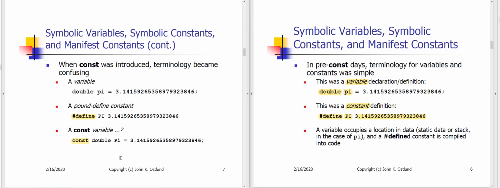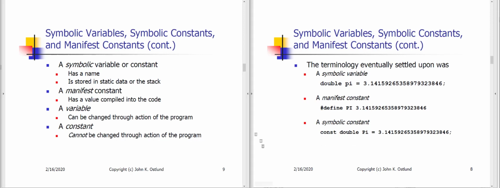So to talk about the difference between these two types of constants, people would talk about pound define constants and const variables. Now, that latter one, a const variable, doesn't really make sense. A variable is variable. What does it mean to say that a variable is const? So the more formal terminology that people eventually settled on was that what we used to just call a variable is now referred to as a symbolic variable, meaning that it has a symbol, pi, associated with a value stored in memory, and that value stored in memory can be modified.